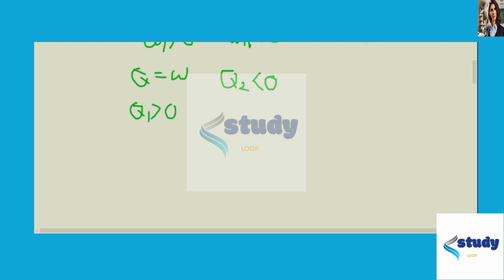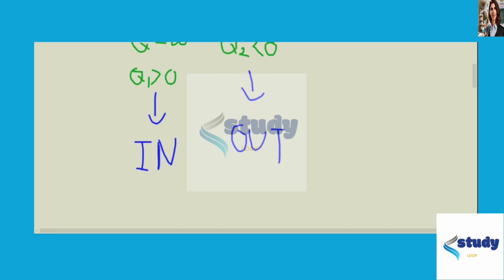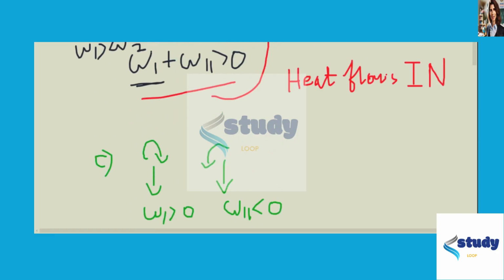So what does it tell about the heat flow? It tells that since Q is greater than 0, heat flows into the system. And since Q is less than 0, heat flows out of the system. And these two individual systems add up, as we know the in is bigger than the out. That's why for the whole system, the heat flows in.